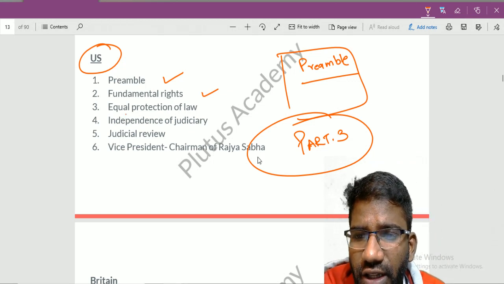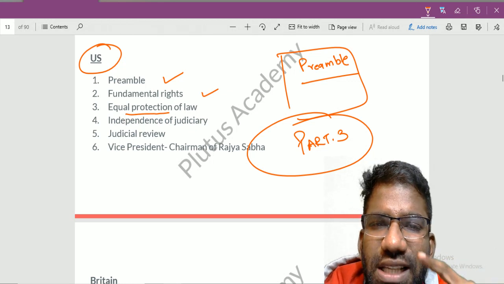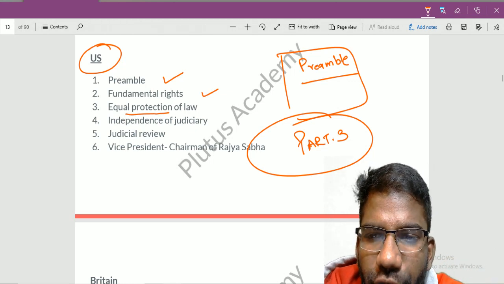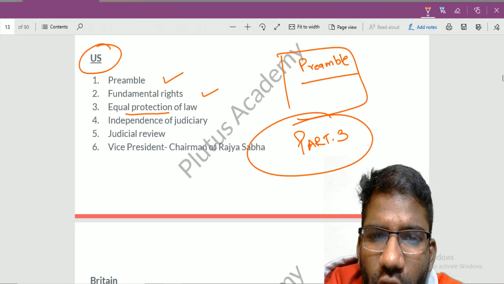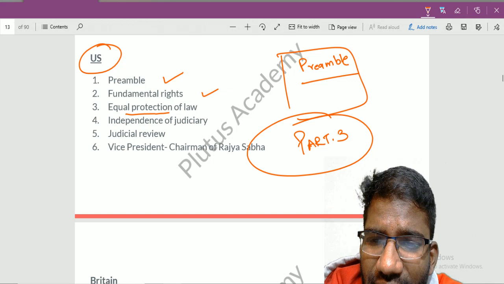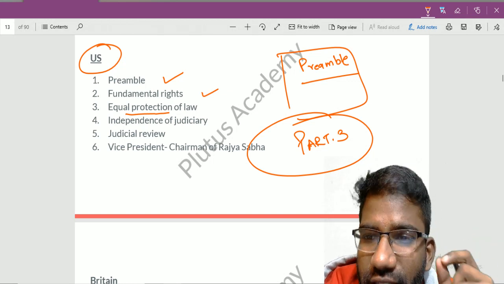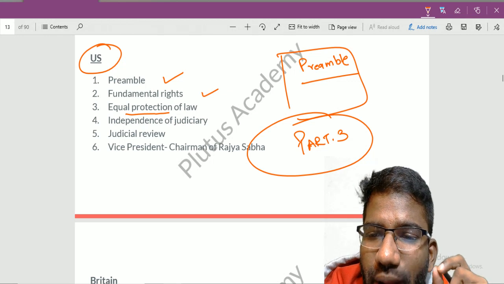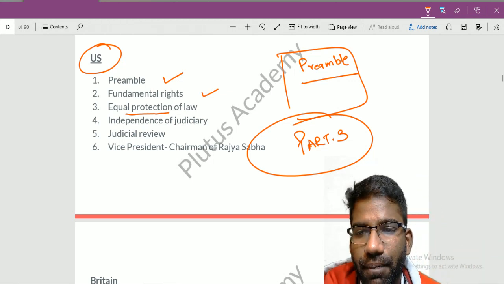Now, the third thing, equal protection of law. All the individuals of this nation are equal before law. No one can be discriminated against on the grounds of caste, color, creed, sex, or any background. So there is equal protection of law. This has been taken from the Constitution of the United States of America and put into the Indian Constitution.